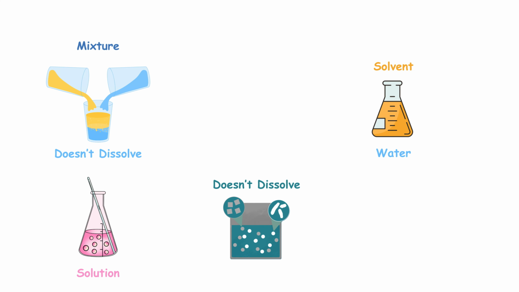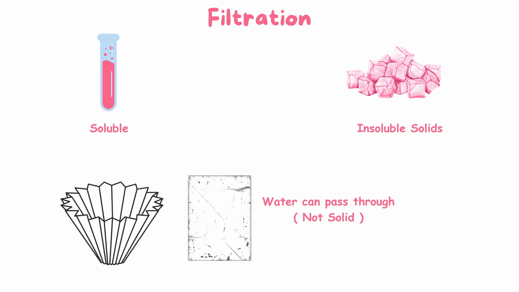Now, the first technique we will cover is filtration, which is used to separate insoluble solids from liquids. It works very much like using a sieve in the kitchen when cooking to separate solids from liquids, but in a laboratory, we use filter paper instead, which contains numerous tiny pores that are small enough to allow the liquid to pass through while blocking the solid particles.